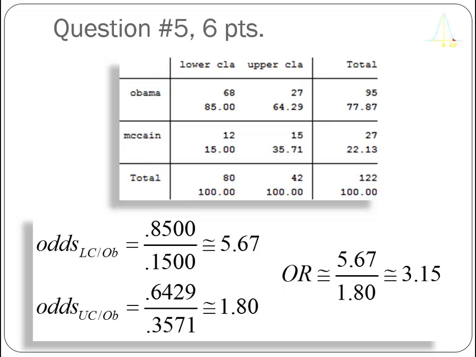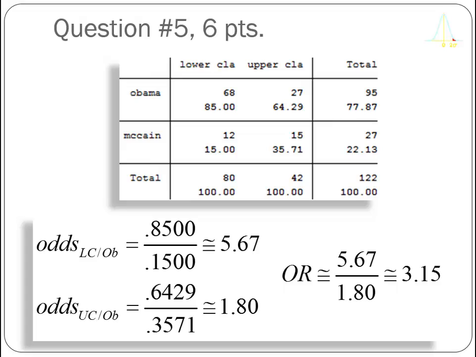Then we need to calculate the odds of upper class respondents voting for Barack Obama, and that's 0.6429 divided by 0.3571, or approximately 1.8 to 1. You can see when looking at those two odds that lower class respondents were a lot more likely to vote for Obama than they were for McCain.